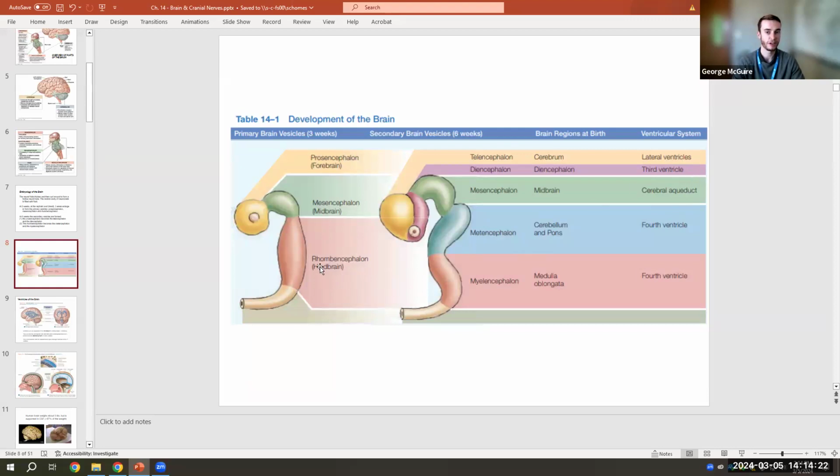And lastly, our hindbrain, the rhombencephalon here, has split. It has clear distinctions for the metencephalon, which will become the cerebellum and pons, and the myelencephalon, which will become the medulla oblongata, and then the space in between them full of cerebrospinal fluid called the fourth ventricle.